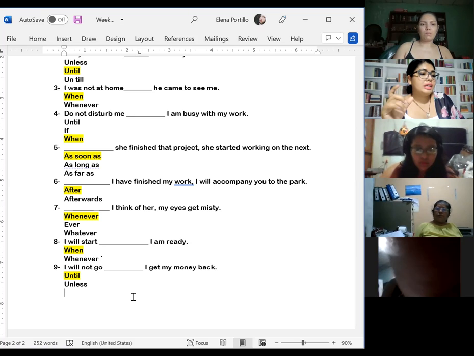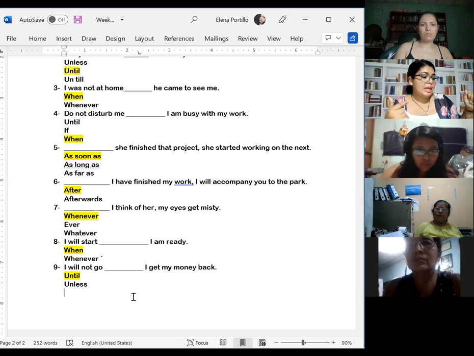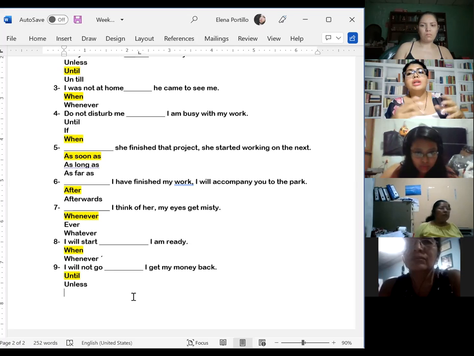So when we are using the adverbs of time, we are going to separate them because it is before the main clause, or the main part of the sentence. And we are going to write a comma to separate them.